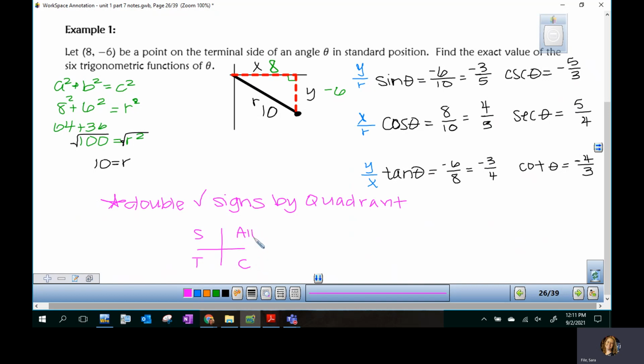So in quadrant 1, they're all positive. In 2, sine is positive. In 3, tangent is positive. And in 4, cosine is positive. The other 2 are negative. And then the reciprocals keep the sign that their reciprocal has. So we were in quadrant 4, so cosine should be positive, which it came out to, so that's good. The other 2 came out negative, so it checks out. So just make a quick double check that your positive or negative signs are correct.